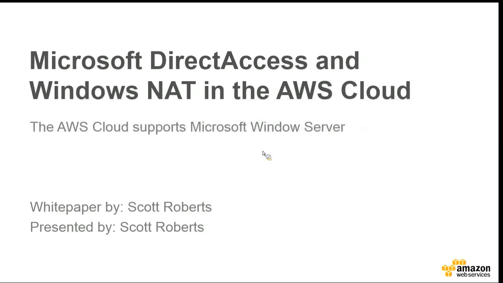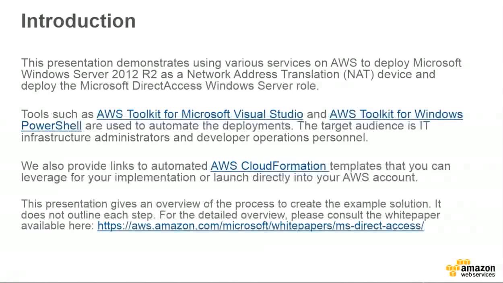In this presentation, what we're going to cover are two main topics. We'll start by discussing how to use Windows Server 2012 R2 as a network address translation device, and we'll also show how that can be used in combination with the Microsoft DirectAccess Windows Server role.